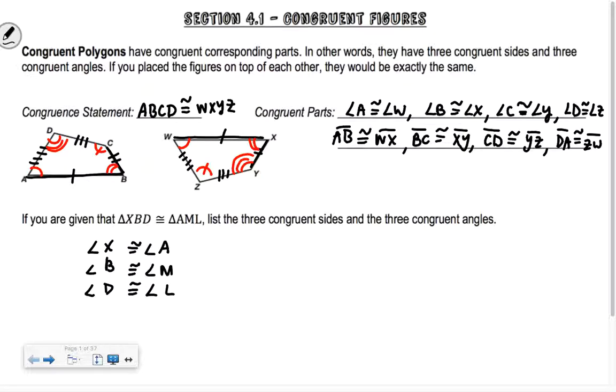Okay, so test yourself. Think about the sides. How about XB is congruent to, not angle, to segment what? Got it. And then if I do BD, it's going to be congruent to ML. So what's another one?